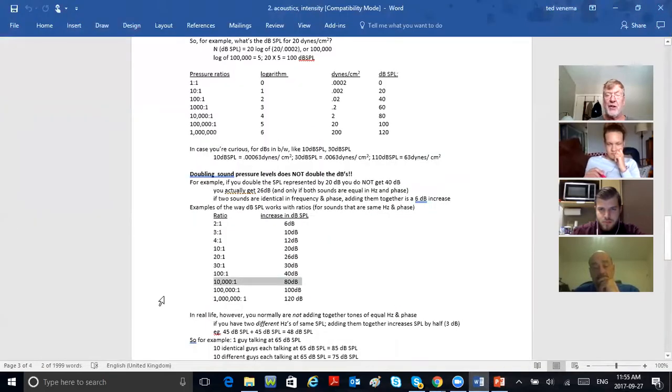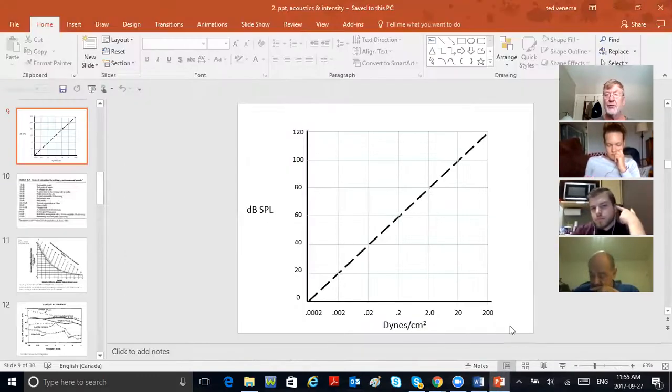If you've increased your pressure by 1,000,000 to 1, well, 200 is 1,000,000 times 0.0002. So if I've increased my pressure by 1,000,000-fold, I've gone up 120. And that's exactly what it says on the table.